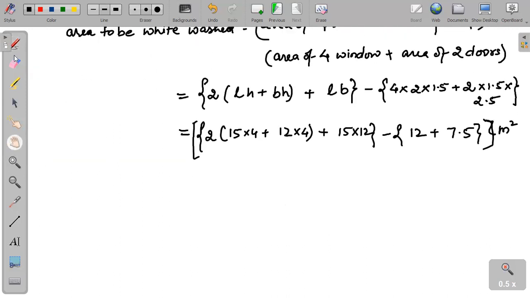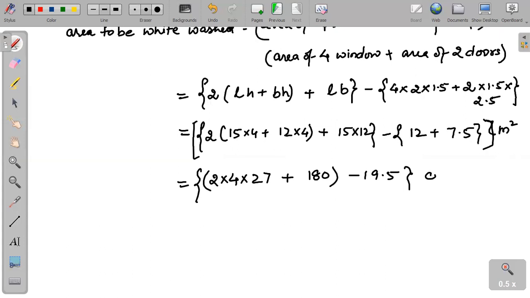Is that okay? इनको सॉल्व कर लेते हैं. See, यहाँ पर 4 कॉमन आ जाएगा, 12 plus 15 27 हो जाएगा. So it will be 2 into 4 into 27 plus 15 into 12, that is going to be 180. ठीक है? This minus 19.5 centimeter square. Sorry, meter square.